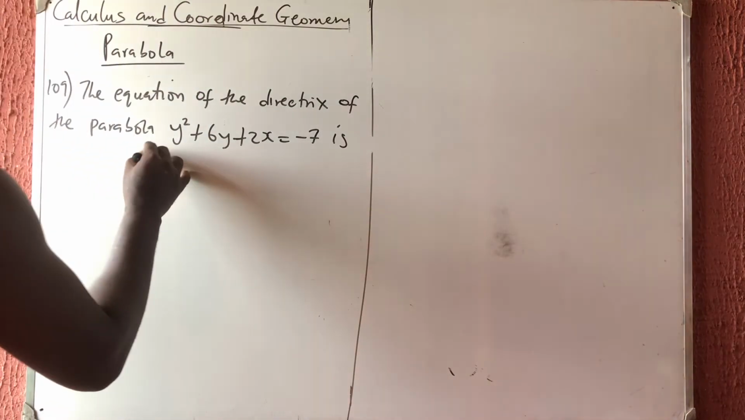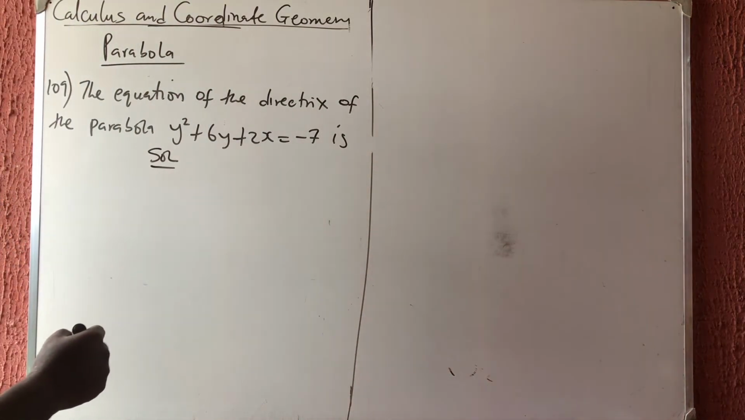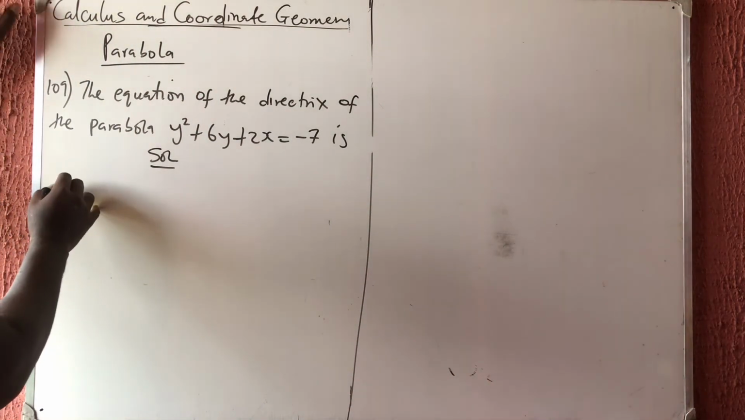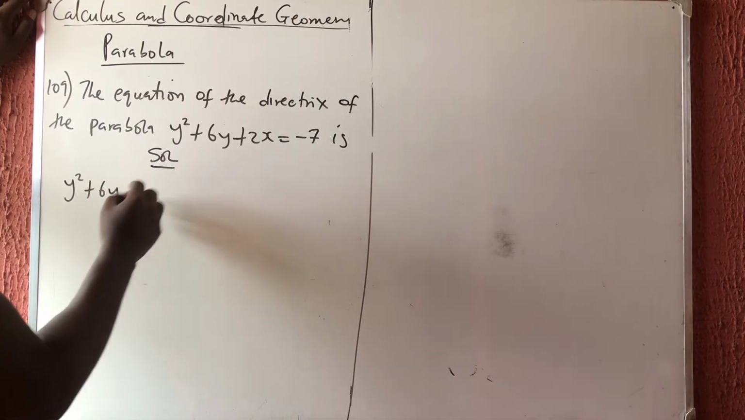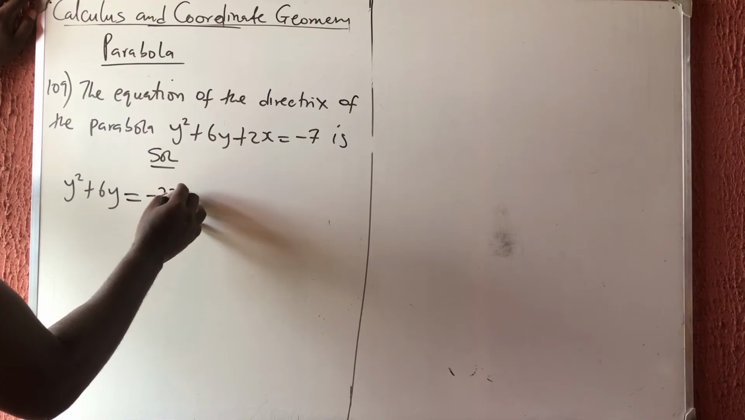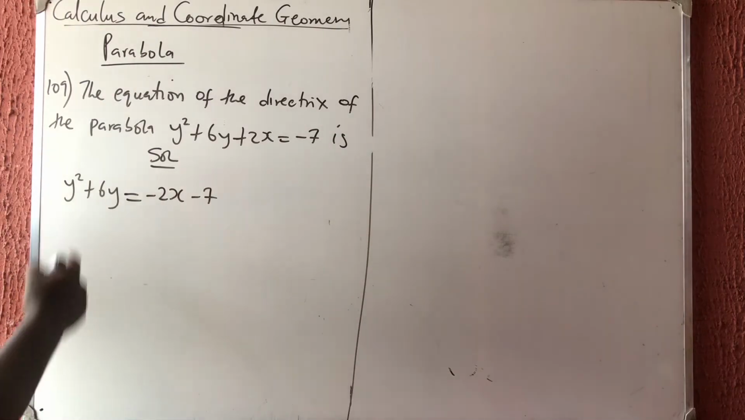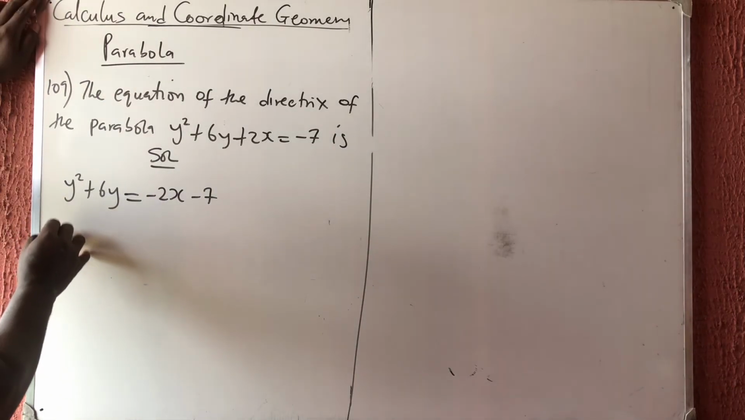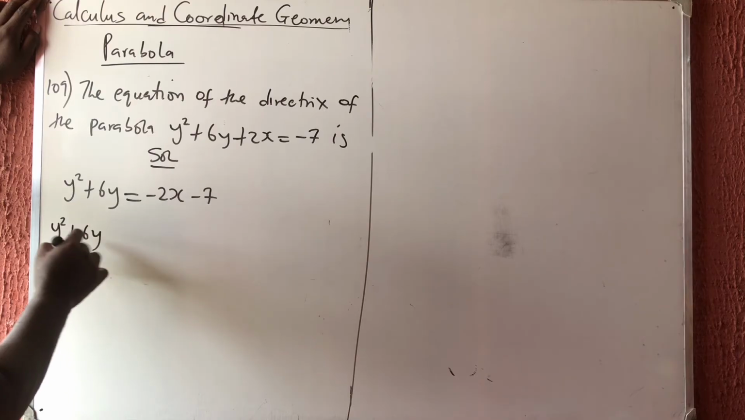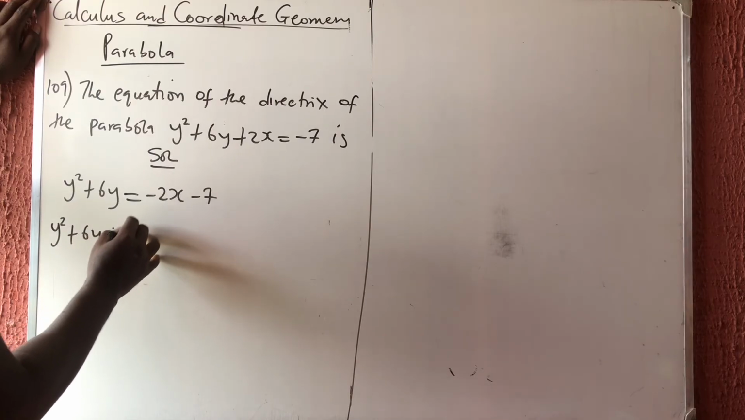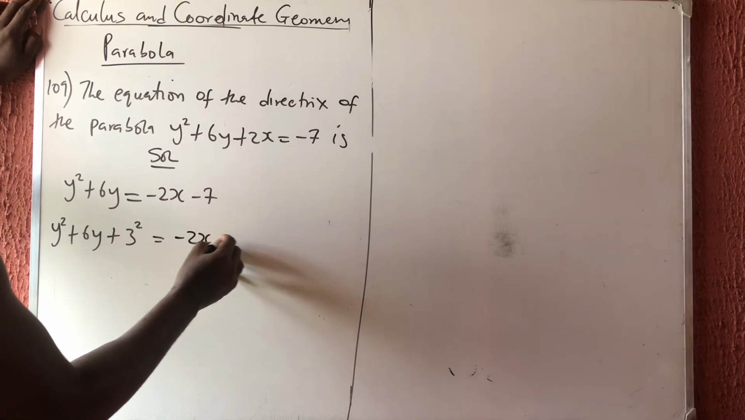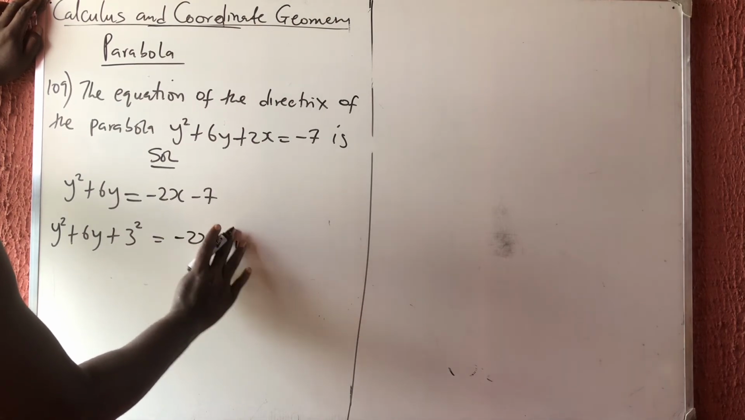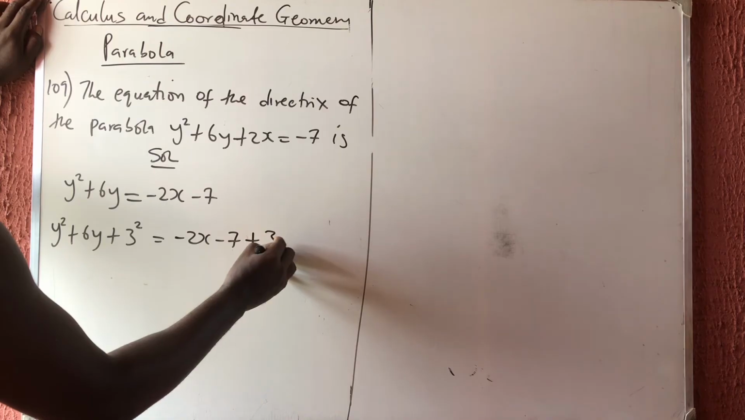So first of all, let us turn it into a parabolic equation. Okay, so we have y squared plus 6y to be here, then this one will go here, is equal to minus 2x minus 7. So let us complete the square here. So I'm having y squared plus 6y. Half of this is 3. So I'm going to have plus 3 squared. And we are adding to both sides. So I have minus 2x minus 7, then plus 3 squared.